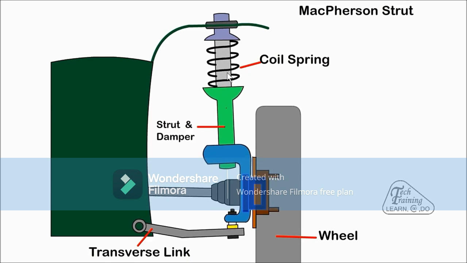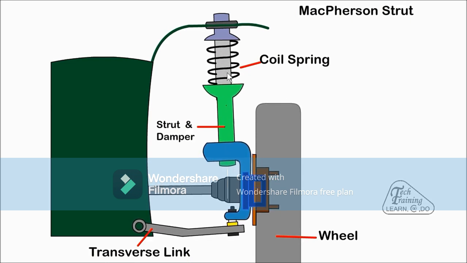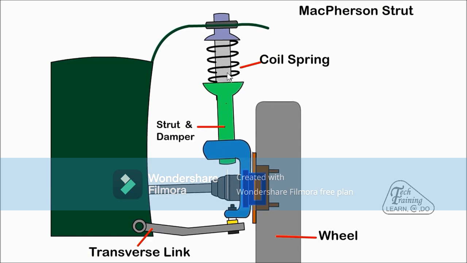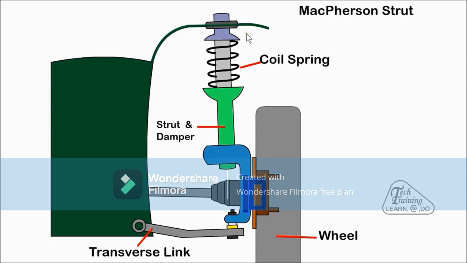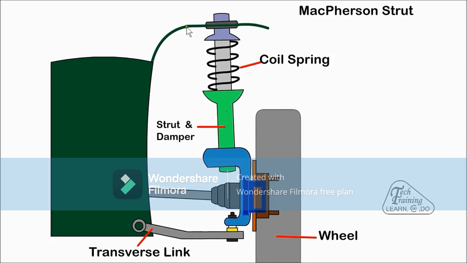The McPherson strut is mechanically simple, takes up less space, and allows more space for the engine and occupants. It also has low unsprung weight. They require considerable vertical height, and the body has to be strong where the strut is attached.